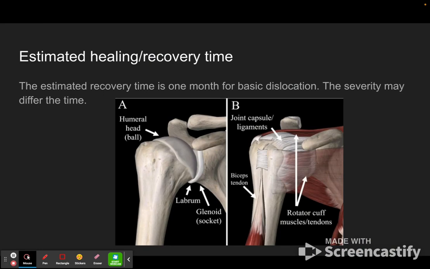The estimated healing and recovery time for a dislocated shoulder can vary depending on the severity of the injury and whether there are associated complications. Generally, it can take several weeks to months for the shoulder to heal completely. However, it's essential to follow medical advice and undergo rehabilitation to prevent further injury and promote proper healing. A basic shoulder dislocation may take anywhere from a month to 6 weeks, but if there are more severe ligament and muscle tears, then it could be even 12 to 14.